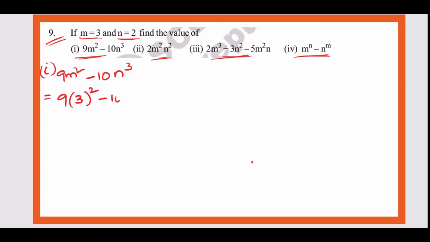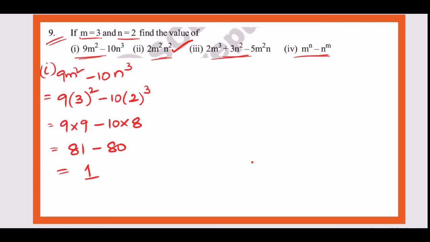So 3 square minus 10 into n cube, which is nothing but 2 cube. Now what is this value? So 9 into 9 minus 10 into 2 cube, which is 8. So 9 9s are 81 minus 10 8s are 80. So 81 minus 80 is nothing but 1. So the simplified value of this particular question is 1. So you try the second one and the fourth one. Okay, you try the second bit and the fourth bit. I will be explaining the third bit.